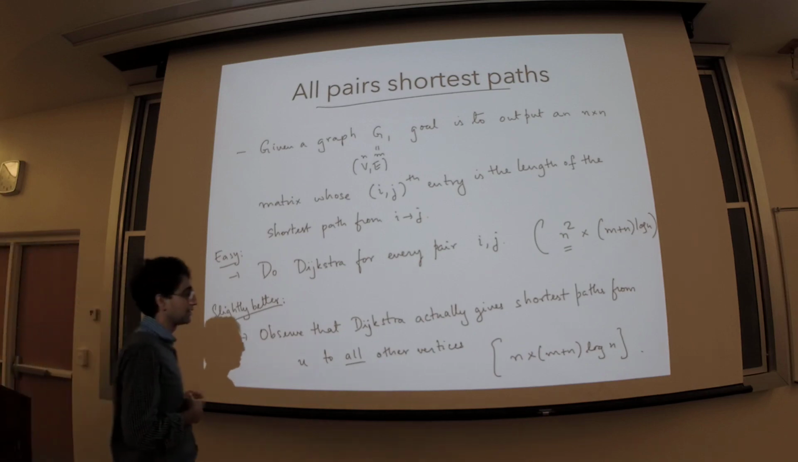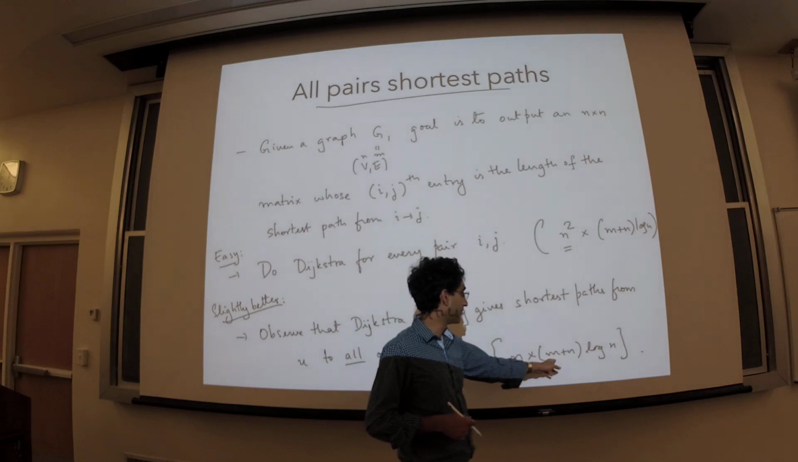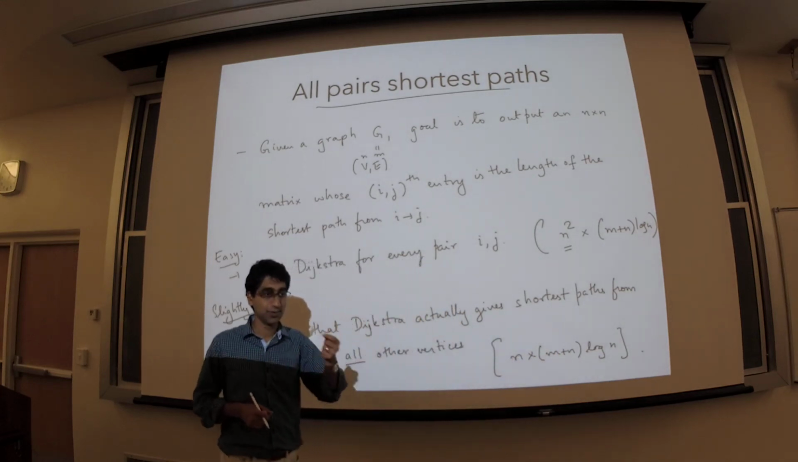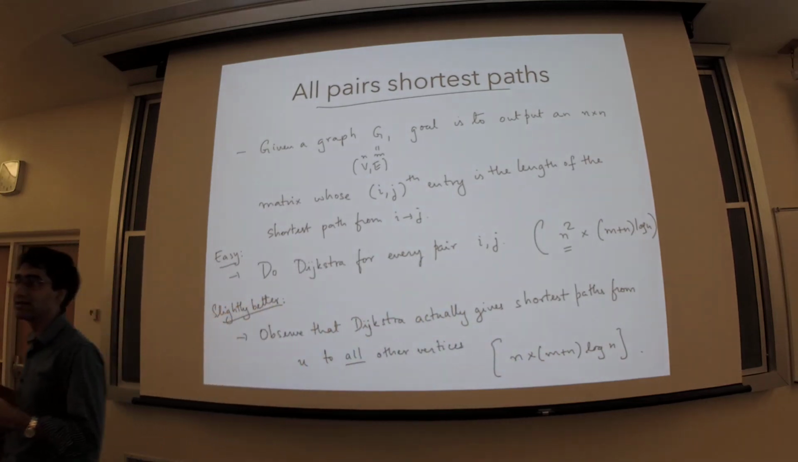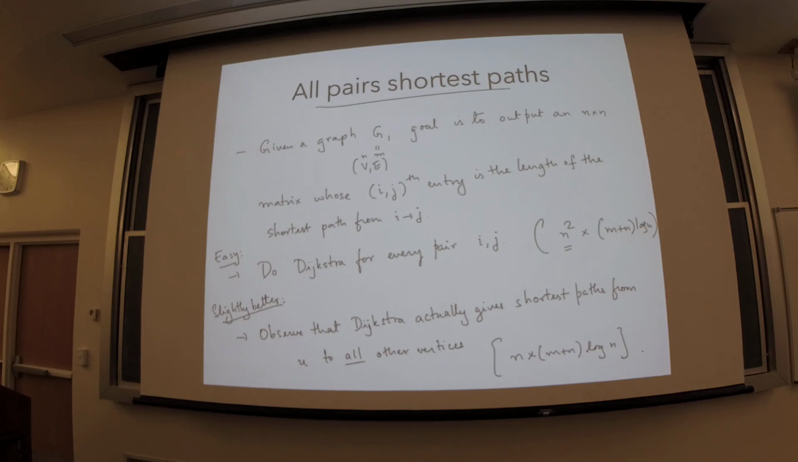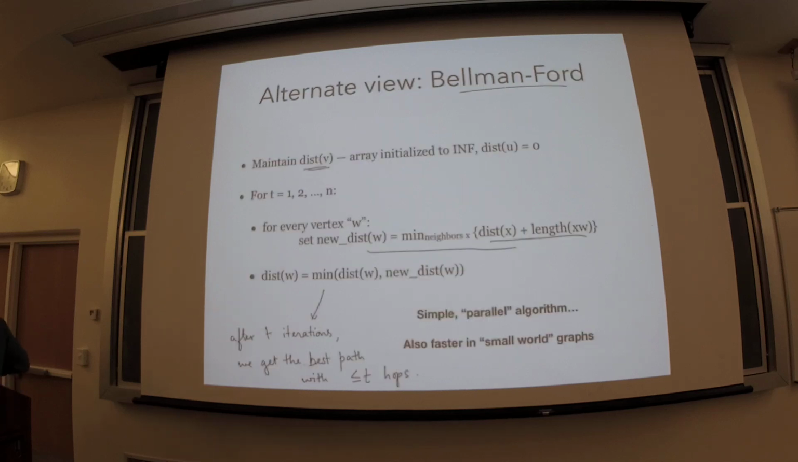But still, it can be as bad as n cubed, because m can be as large as n squared. If the graph is very well connected, m is something like n squared, so this can still be something like n cubed. And you can ask if you can do better. Can you find all pairs shortest paths in something that is a little bit better? It turns out that this observation is useful here.